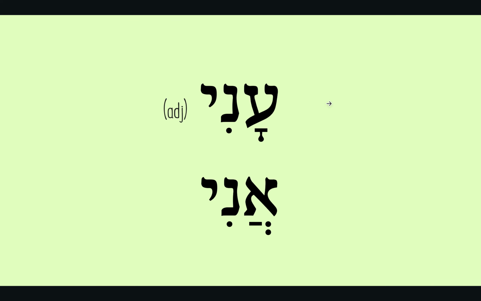It does matter. Joshua, why are there 2 silent letters? It does matter which one we are using because ani means poor or oppressed, and ani means I, as in Ani Yoshua, I am Joshua. Ani with an ayin, poor. Ani with an aleph, I.